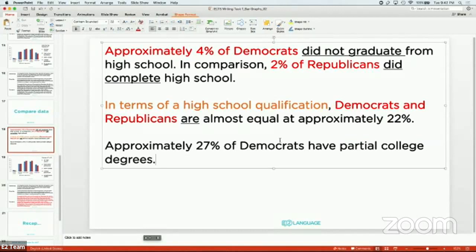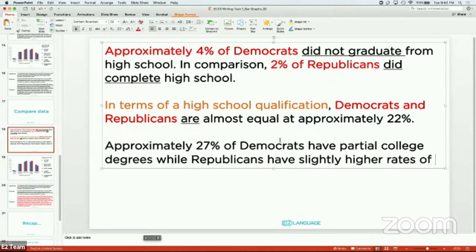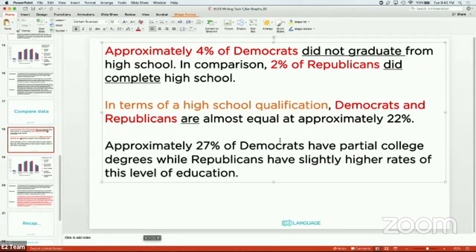Fine, I'm going to start a new sentence. Or I can just say, while Republicans have slightly more, is that correct? Have slightly higher rates of this level of education. I mean, it's not great, but let's have a closer look at it. It's a really hard sentence to write.